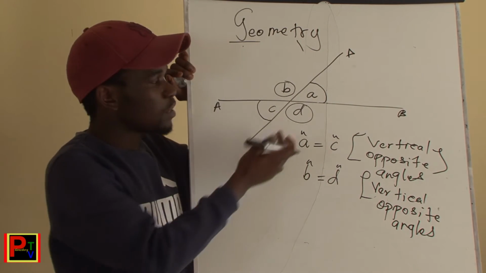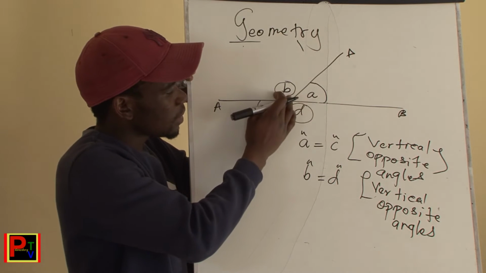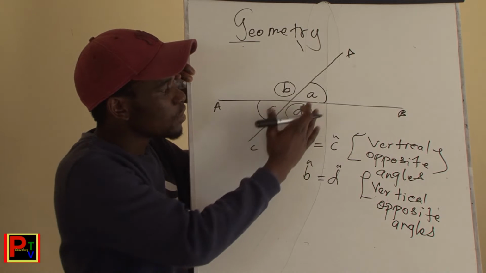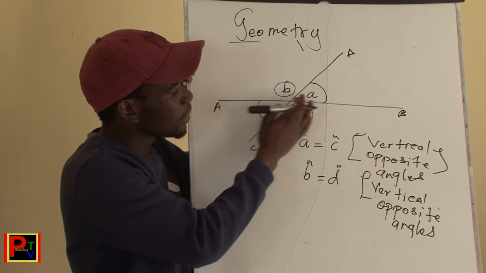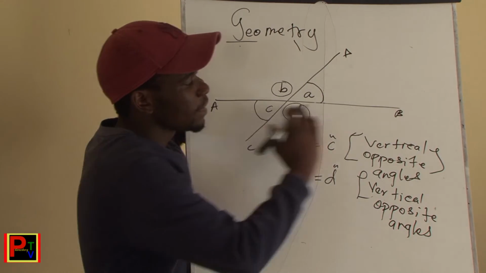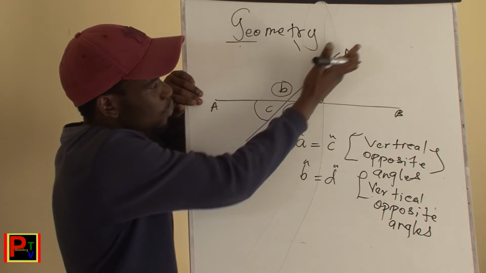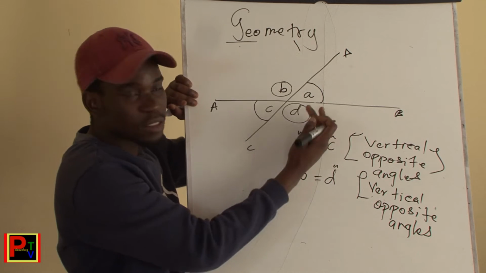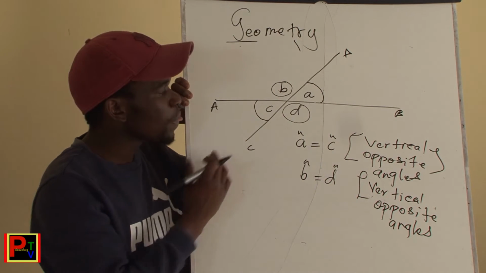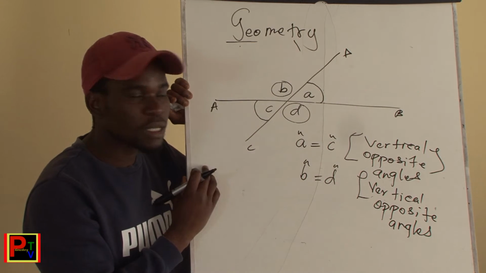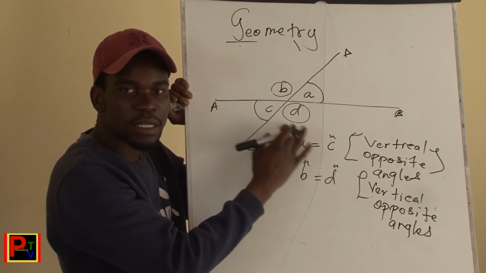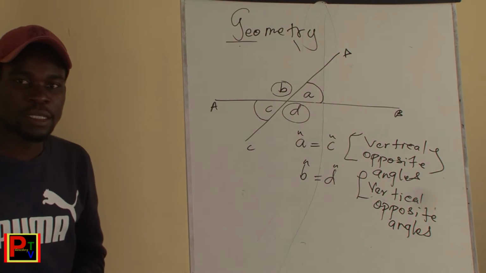And we know that if we add all of them, this angle plus this angle plus this angle plus this angle, we get 360. Not only that, if we add angle B and angle A, we get 180 degrees, because they are supplementary. They are angles on a straight line AB, and this will be the angles on a straight line AC. That simply means you are allowed to say angle A plus angle D is equal to 180, and angle B plus angle C is equal to 180, or you can simply say angle A plus angle B is 180, and angle C plus angle D is 180 degrees.